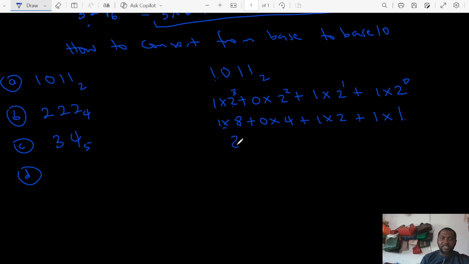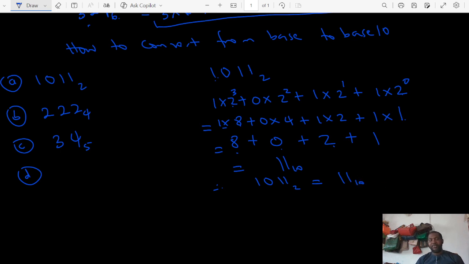So 1 times 8 is 8, plus 0 times 4 is 0, plus 1 times 2 is 2, plus 1 times 1 is 1. So are you seeing that? So 8 plus 0 is 8, plus 2 is 10, plus 1 is 11. So this is 11 to base 10. So what this means is that 1011 to base 2 is the same thing as 11 in base 10. As simple as that. Okay, now let's try the second one.